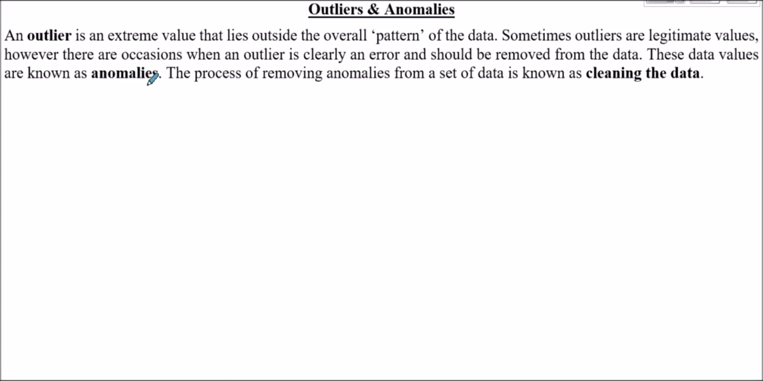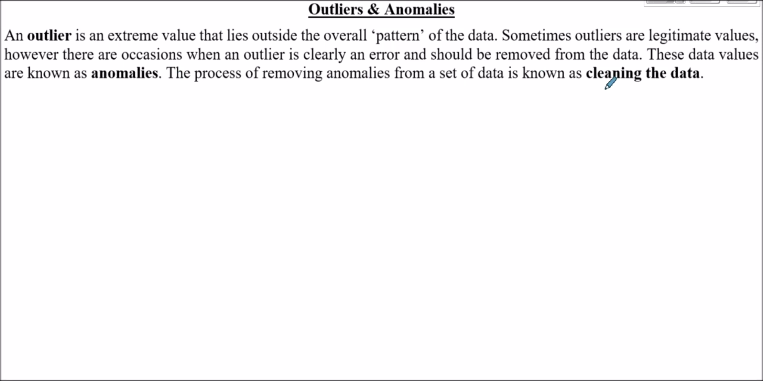So in plain English, an outlier is an extreme value which is legit, and an anomaly is an extreme value, or just simply a value which is wrong and a mistake. Because it's a mistake, an anomaly should always be removed. And the process of removing anomalies from a set of data is known as cleaning the data.